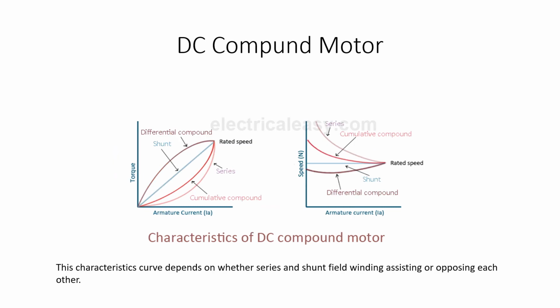Compound motor. Here the characteristics curve depends on whether the series and shunt field windings are assisting or opposing each other. This diagram we should get from the previous graph.